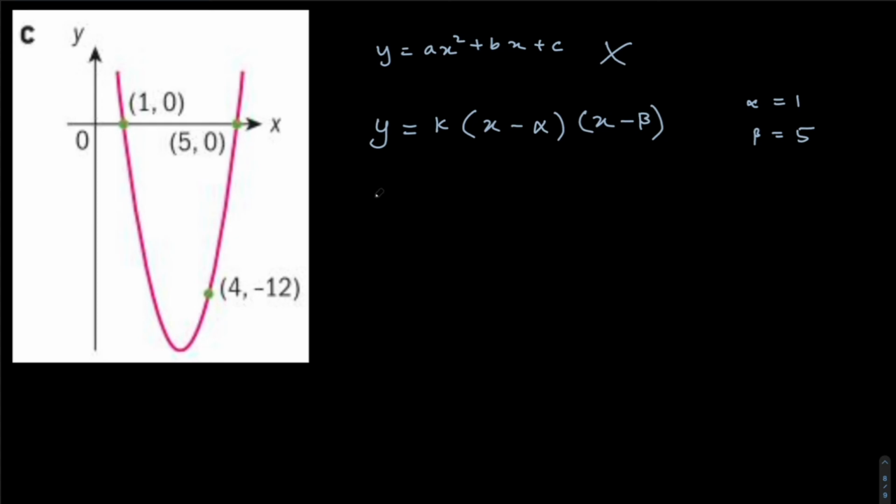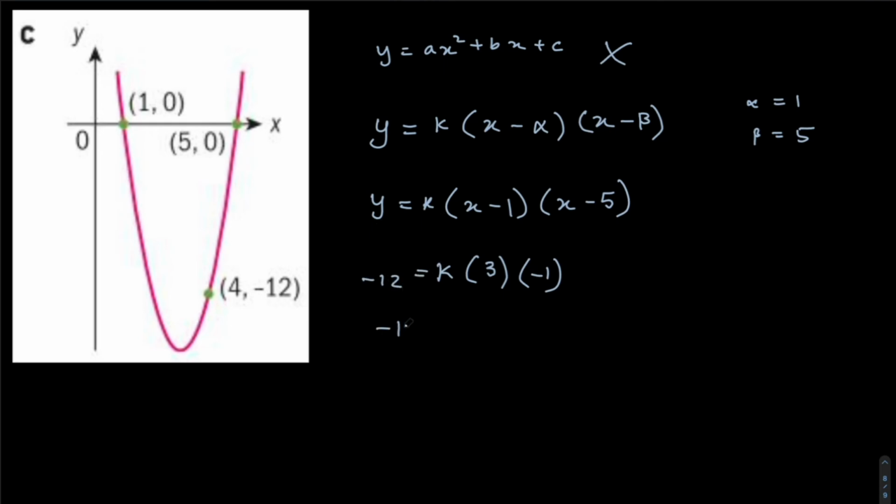All right. So if I do that, I'm going to have y is equal to k times x minus 1 and x minus 5, right? Now I have this. So I'm going to put 4 for x. That's going to give me k times 4 minus 1 is 3, and 4 minus 5 is minus 1. So now I'm going to put minus 12 here. I'm going to get minus 12 is equal to minus 3k, and k is equal to 4.